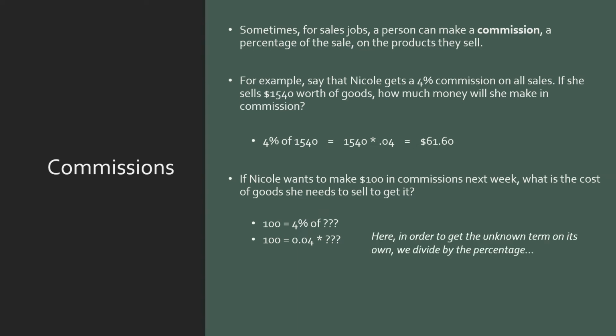So even though this is a little weird, we actually just have to divide by this percentage, well, the 0.04, on both sides to figure out what that mysterious term is, which if we plug into a calculator is $2,500. So if she sells $2,500 worth of merchandise, then success. She's made the money. She's made that $100. So that's nice.